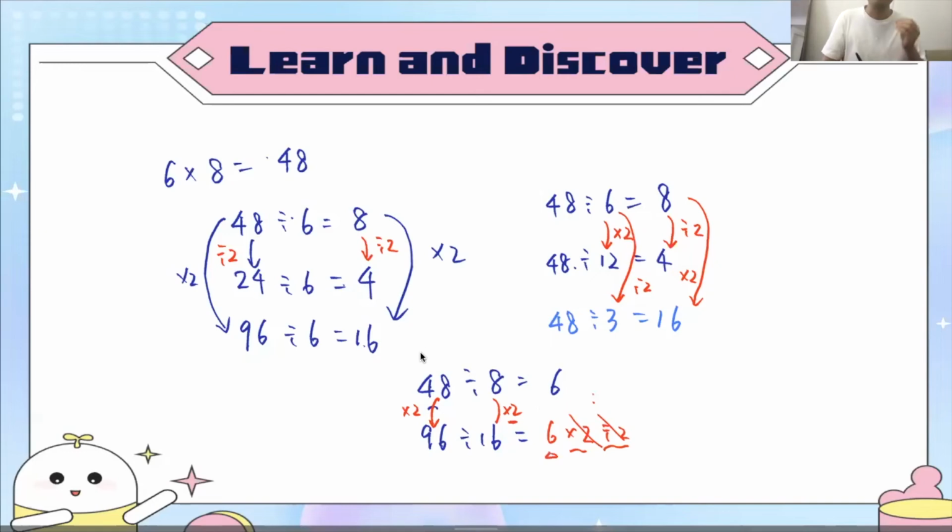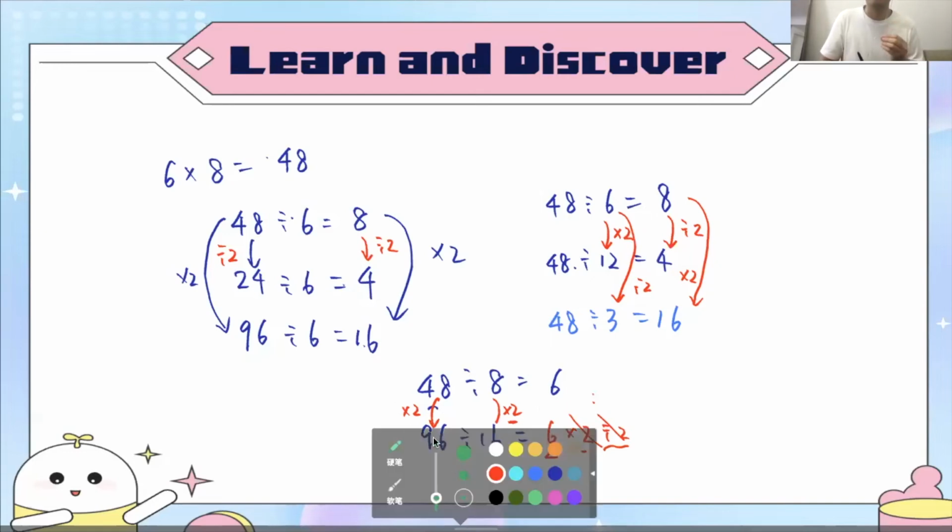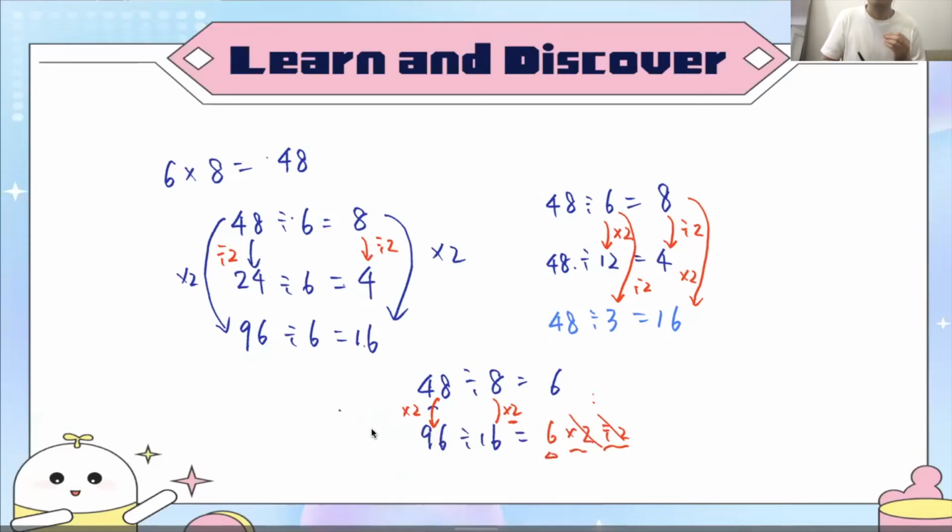If I do another question, what if that is 144 divided by 6, divided by 4? What is the result? If you don't use long division or short division, how can you quickly find the answer? I will tell you this way.